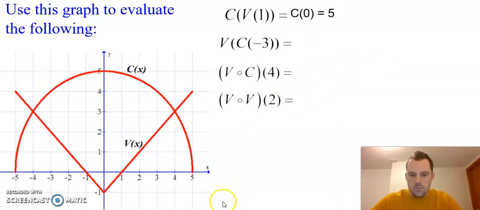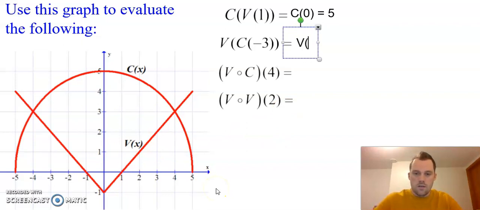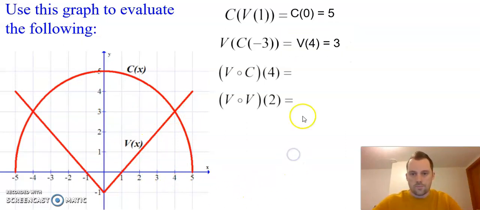Remember to try these before, so pause the video. For the next one, I've got v of c of -3, so I'm going to input -3 into our c function. I go to -3, I go up until I meet my c function, the circle, and that's a y value or output of 4. So now I have to do v of 4. And at 4, I see that my v function gives me a y value or output of 3.